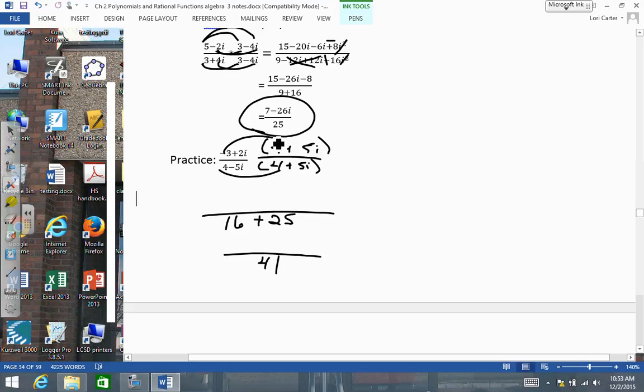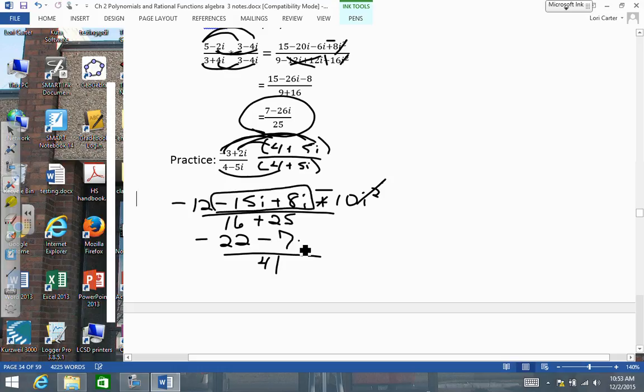Okay, the numerator, what do we have? Negative 12i plus 8i minus 15i plus 10i squared, which means this becomes minus 10. Okay, negative 12 minus 10, negative 22. Negative 15i plus 8i. Done. Questions?